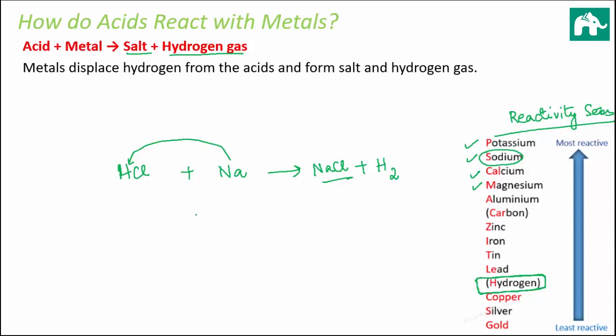Let's take one more example: zinc plus H2SO4. Where is zinc and where is hydrogen? Zinc is here, above hydrogen, so zinc will be able to displace hydrogen. Zinc kicks out hydrogen, takes its position and forms zinc sulfate. But if we set up a reaction like silver plus H2SO4, what will happen? There will be no reaction, because silver will not be able to displace hydrogen and take its position. That is the simple logic in this case. So you need to know the reactivity series in order to understand how the reaction will take place.